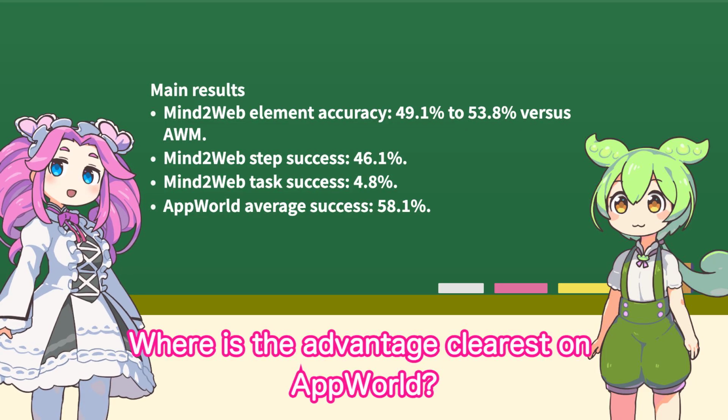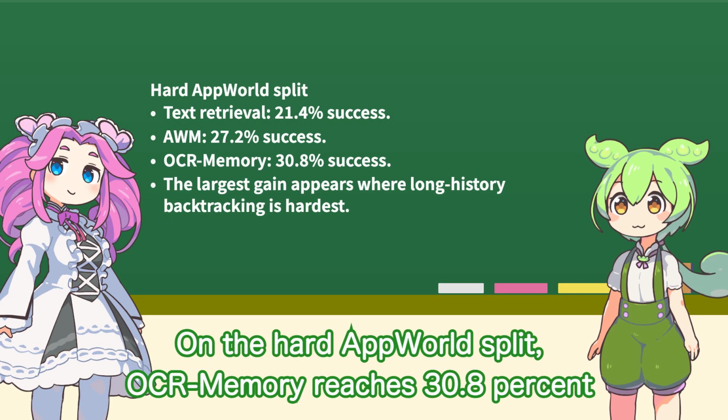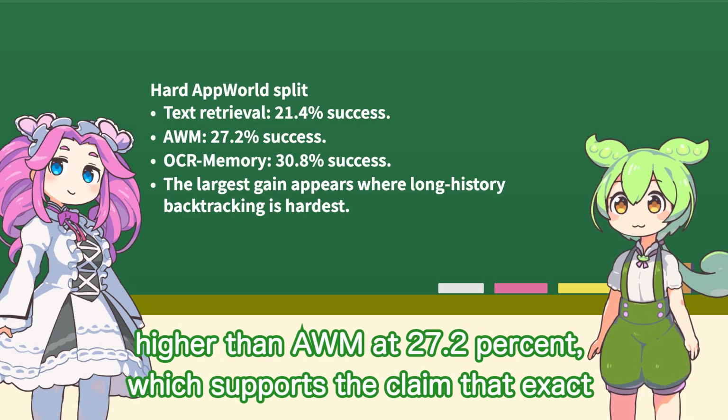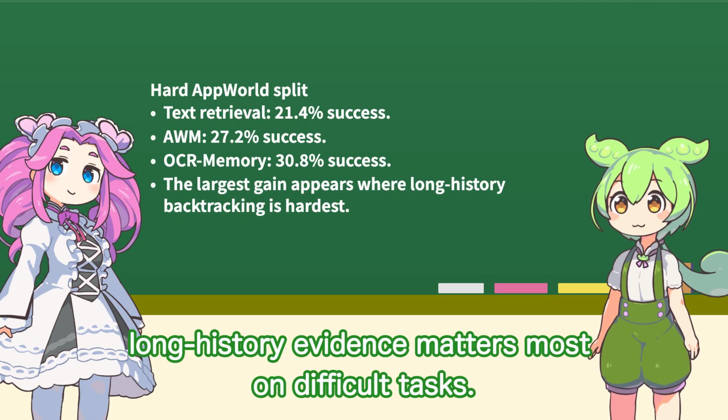Where is the advantage clearest on AppWorld? On the hard AppWorld split, OCR-Memory reaches 30.8% success. That is higher than standard text retrieval at 21.4% and higher than AWM at 27.2%, which supports the claim that exact long history evidence matters most on difficult tasks.